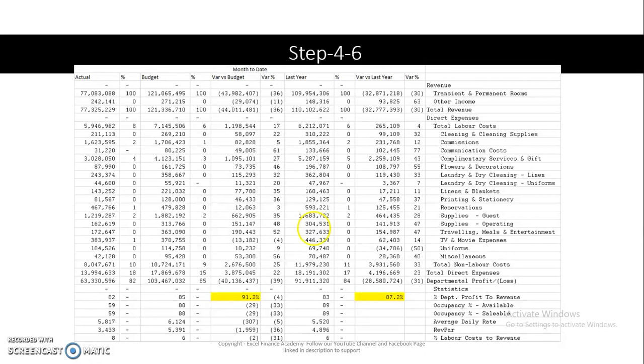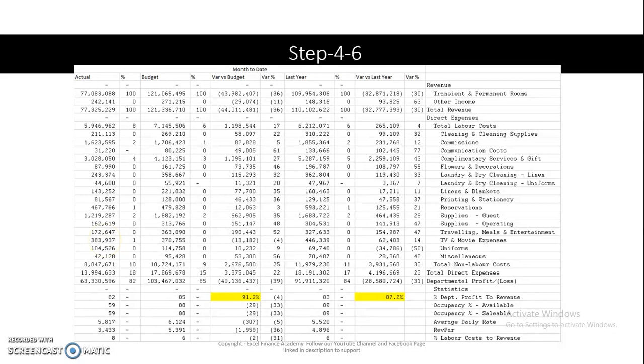In this case, you can see that the biggest cost in this company is labor, $5 million, then $1.6 million commission, then $3 million complimentary benefits, and then $1.2 million supplies cash. So these are the 4 major costs, and then you have some small costs on reservations, cleaning supplies, some laundry expenses, and some TV movie expenses.